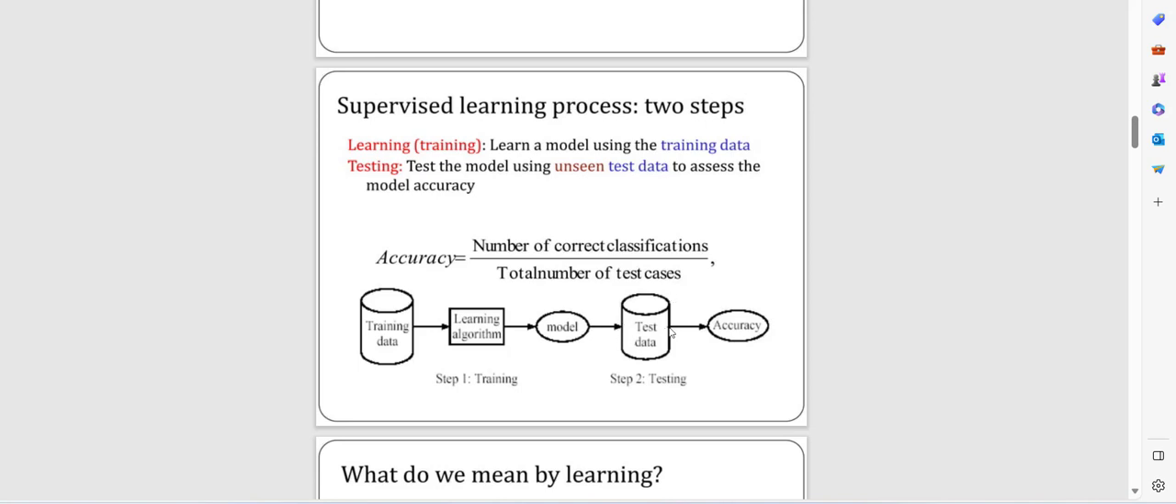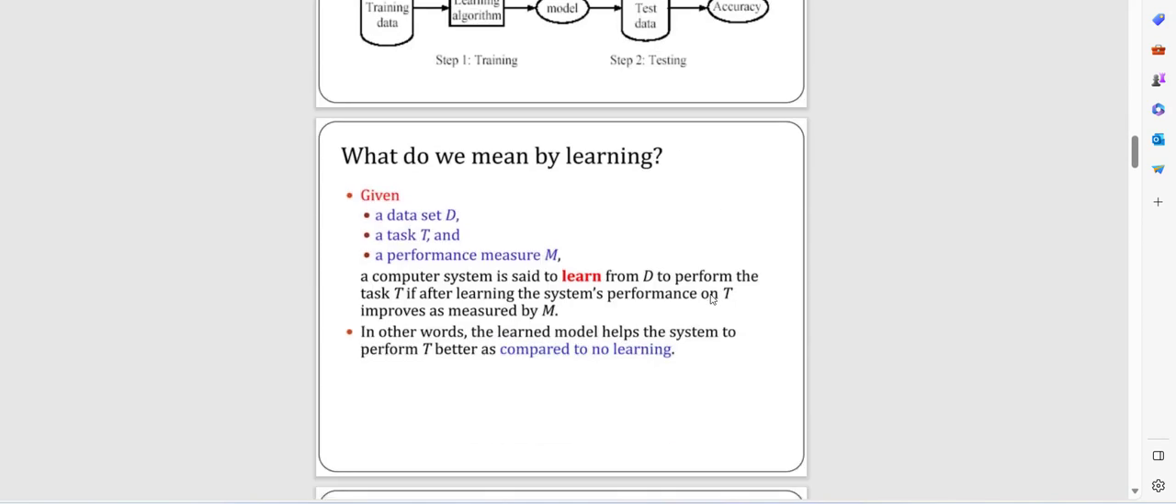So we do the testing on the unseen data, and then we evaluate our model with the help of different performance measuring metrics like precision, recall and accuracy. So what is accuracy? Accuracy is the number of correct classifications divided by the total number of test cases. You will have accuracy as a percentage, like 40, 50, 70, 80, 90%. And then we are evaluating our model with the help of these performance measuring metrics.